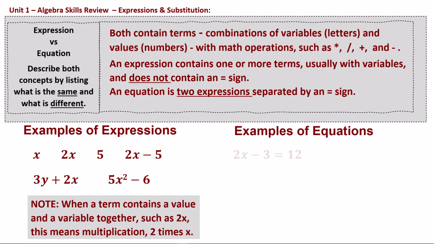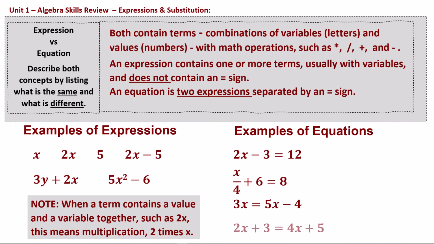Here you can see an equation, 2x minus 3 equals 12. It's two expressions separated by an equal sign. Here we have x over 4, which is division, plus 6 equals 8. Here is 3x equals 5x minus 4. Here is 2x plus 3 equals 4x plus 5. All of these are examples of equations.